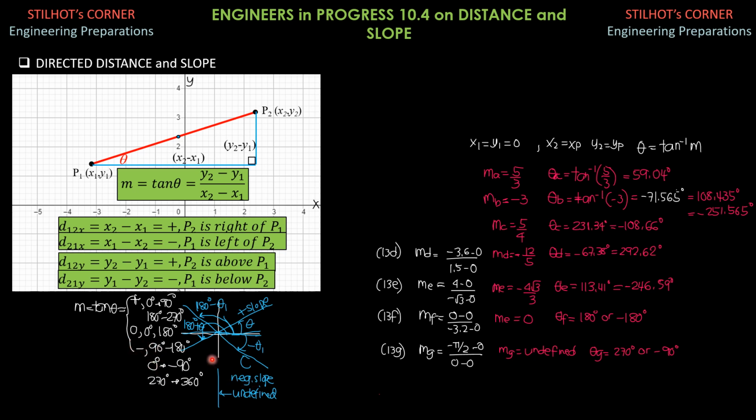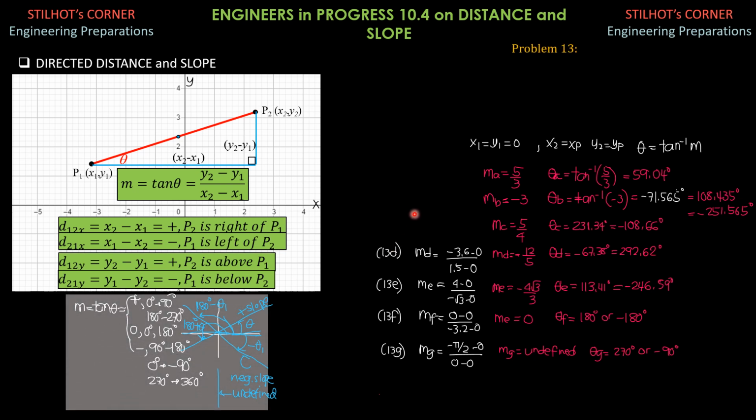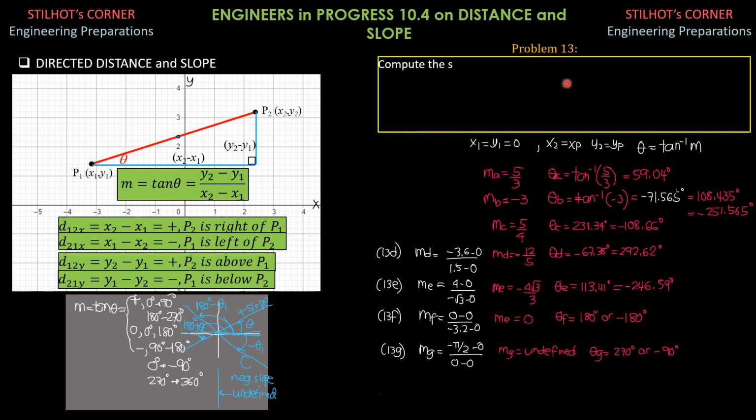Then when the line is vertical, of course, the slope is undefined or meaningless. So that's it. That's the summary for determining the signs of the slope of the line segment. So let's have this problem.